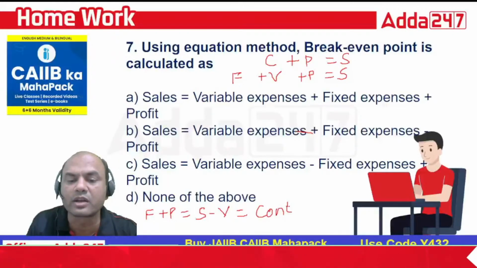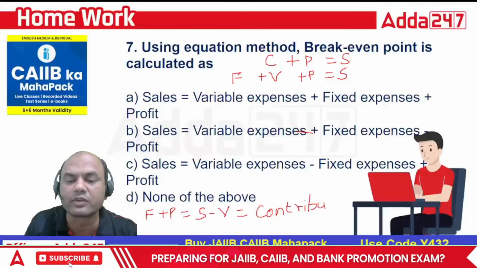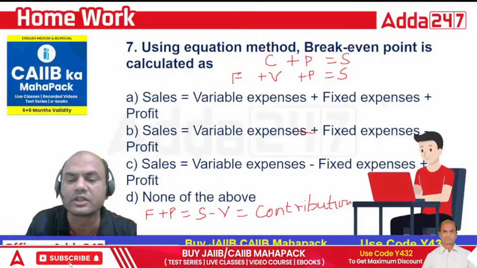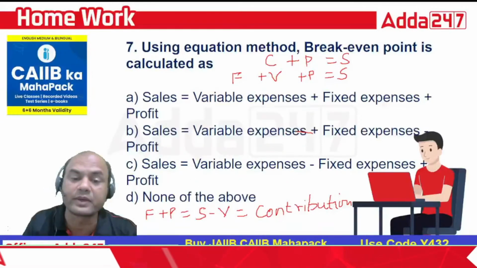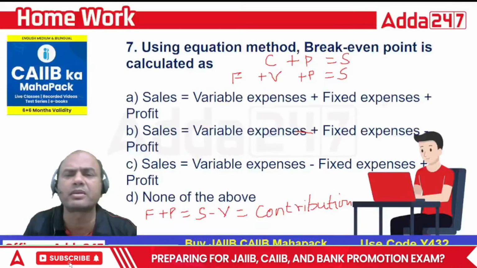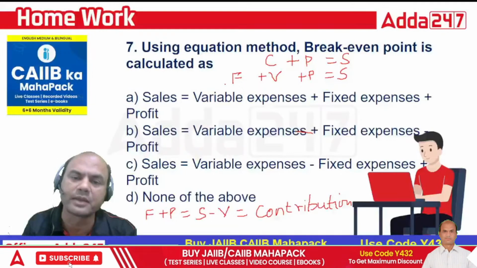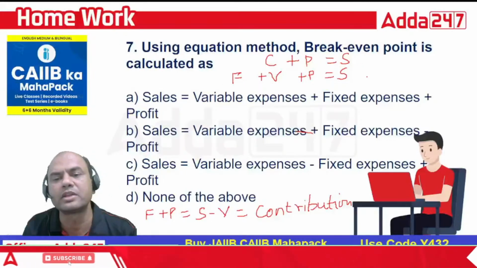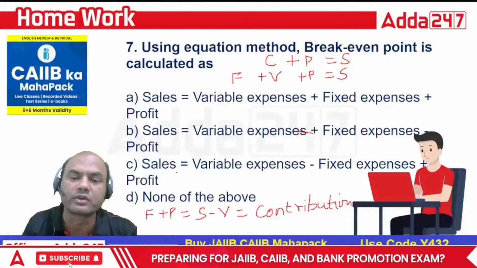S minus V is known as contribution. Always remember this: F plus P equals S minus V, the contribution. So this is the basic. That's why I say never remember the things. We all know cost plus profit equals sales. Cost is of two types, fixed and variable. Take variable on the other side. That's the basic problem.